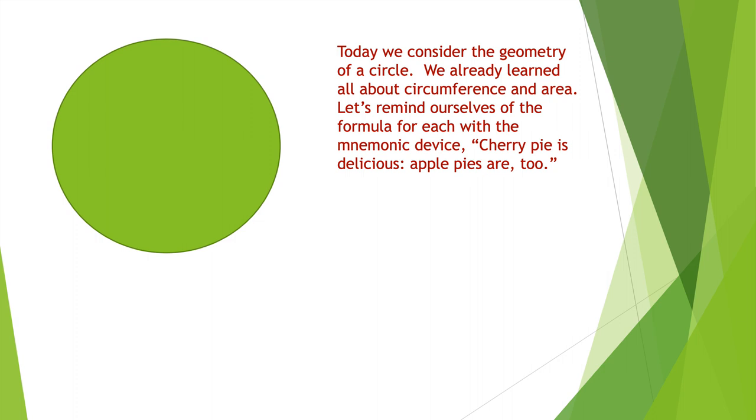So let's start with a circle. Today we consider the geometry of a circle. We already learned all about circumference and area, but let's remind ourselves of the formula for each with the mnemonic device. Cherry pie is delicious, apple pies are too. There we go. Okay, so this one will have a diameter of 10.